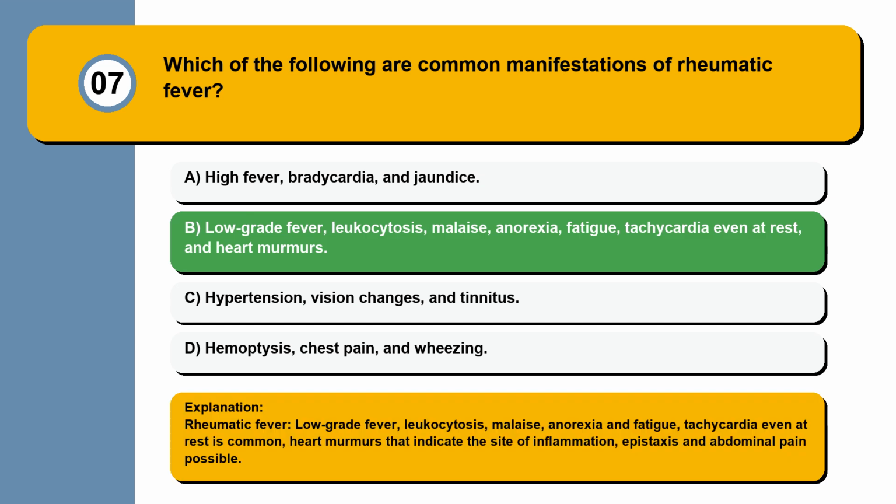Rheumatic fever: low-grade fever, leukocytosis, malaise, anorexia, and fatigue. Tachycardia even at rest is common. Heart murmurs that indicate the site of inflammation, epistaxis, and abdominal pain are possible.